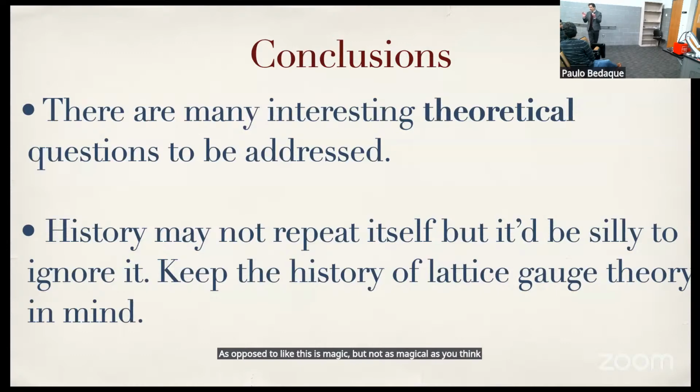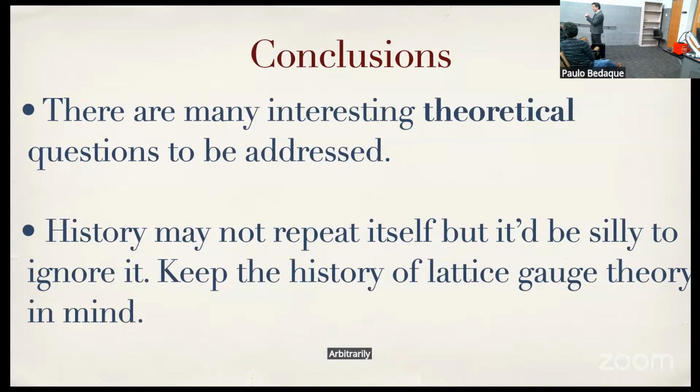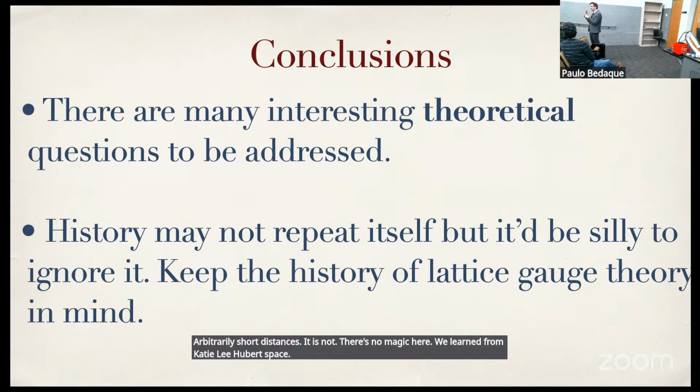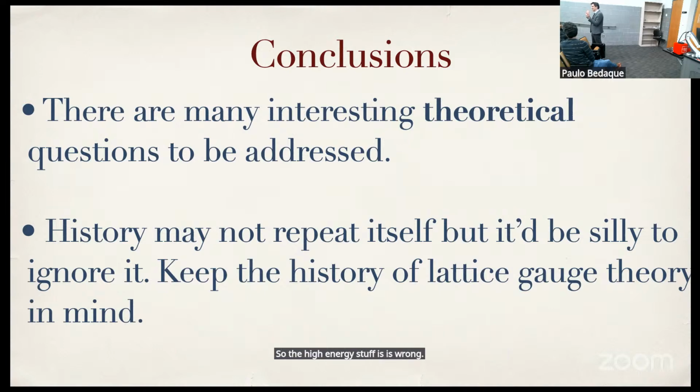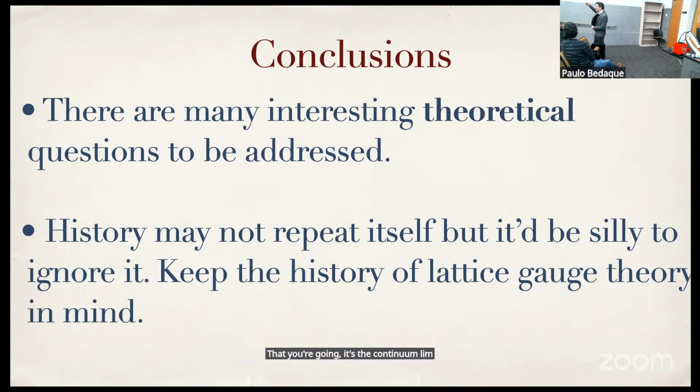Okay. So my model is not the same thing as the O3 model at arbitrarily short distances. It is not. There's no magic here. We are truncating the Hilbert space, so the high energy stuff is wrong. I see. Okay. I don't know what would be the analog for a harmonic oscillator or simple quantum mechanical system like this, because it very much matters that you have a field theory, that it's the continuum limit. I don't have an analog.